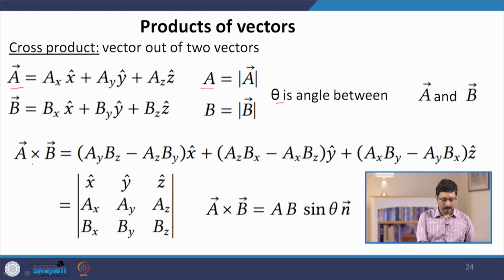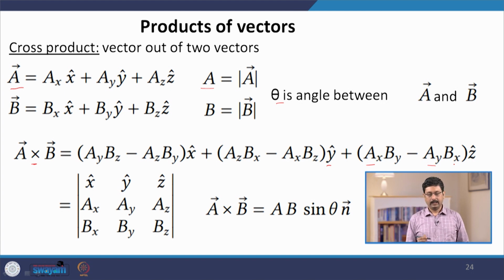This is denoted by the symbol cross, or X, between A and B. So, A cross B, and then you have a rule which looks a bit complicated, difficult to memorize. But this is not random or haphazard. This is a particular specific combination of the components. Ay Bz minus Az By gives you the x component, Az Bx minus Ax Bz gives you the y component, and Ax By minus Ay Bx gives you the z component.